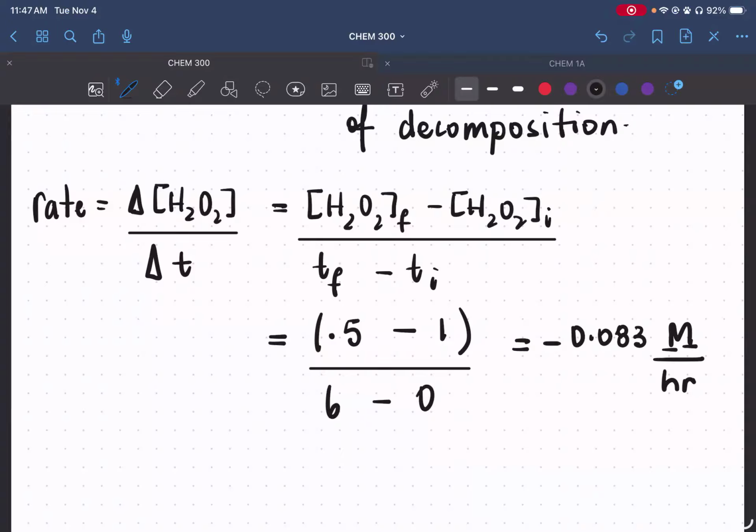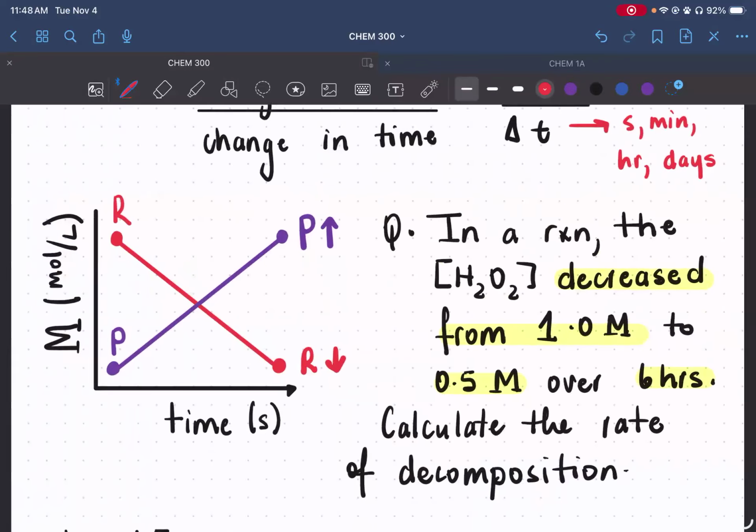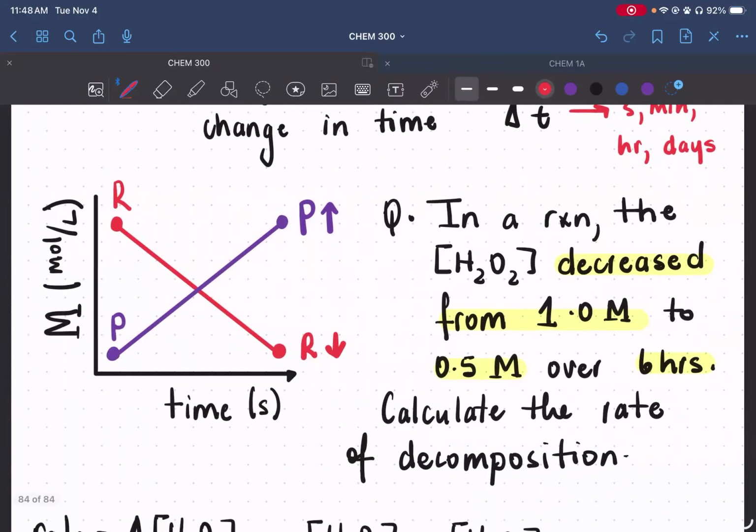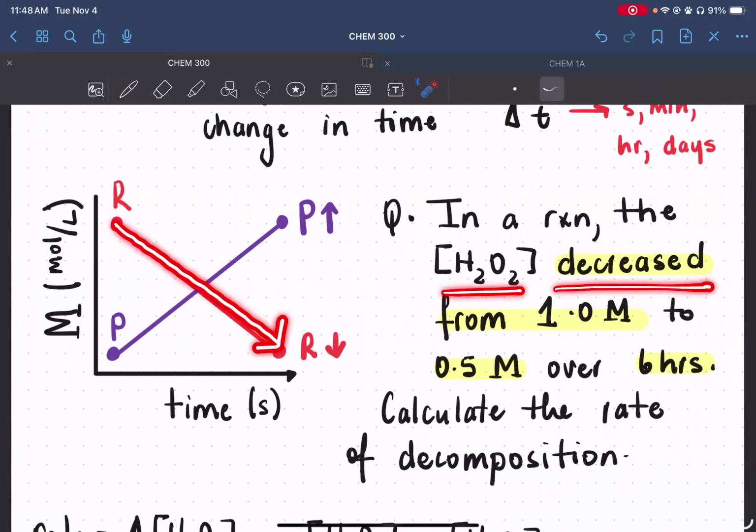Now here we have a negative symbol. And the negative symbol, of course, is a reflection of the math. 0.5 minus 1, smaller minus larger, is in fact going to be negative. But does the negative make sense? Yeah. I mean, think about it. We said that the chemical decreased. The very wording of this is what suggests that it's a reactant that's decreasing.